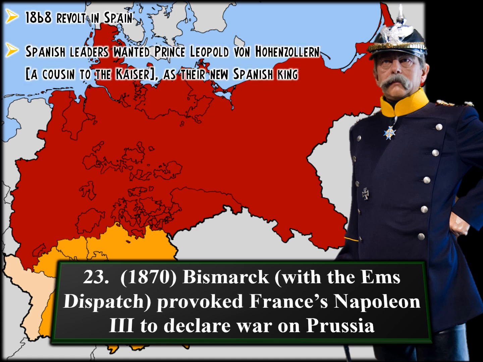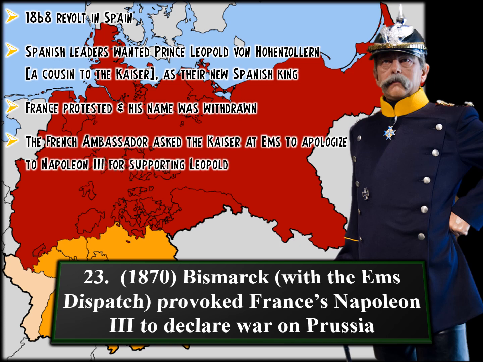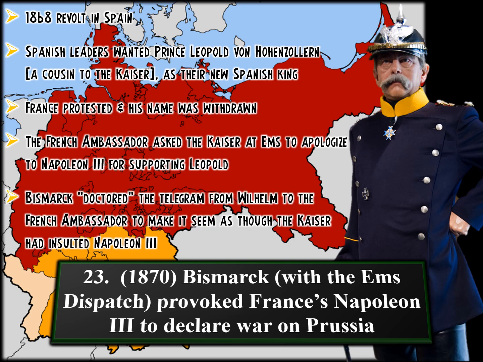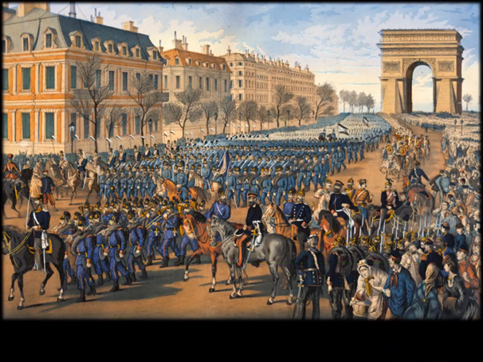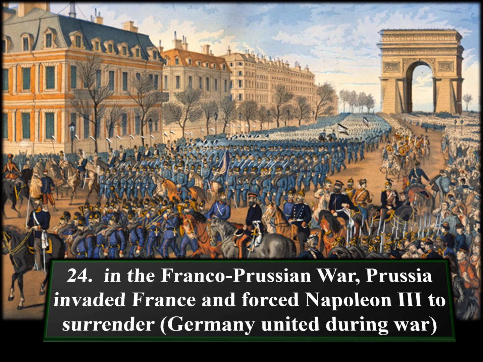In 1868, there will be also a revolt in Spain. Spanish leaders wanted Prince Leopold von Hohenzollern, a cousin to the Kaiser, as their new Spanish king. France protested and his name was withdrawn. The French ambassador asked the Kaiser at Ems to apologize to Napoleon III for supporting Leopold. He refuses. This is what the snub was about. Bismarck doctored the telegram from Wilhelm, meaning William I, to the French ambassador to make it seem as though the Kaiser had insulted Napoleon III, forcing Napoleon III's hand, who was a hothead, and he declared war. It worked like a charm because that's exactly what Prussia wanted.